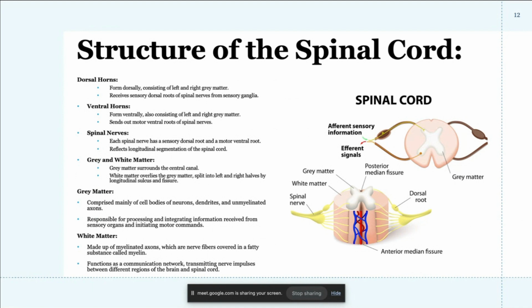Instead, it has the cell bodies, as we mentioned, and the dendrites. That's what makes it look grey. The grey matter is important for processing and integrating information that you get from the sensory organs and to also initiate motor commands. Whereas the white matter transmits nerve impulses between different regions of the brain and the spinal cord.